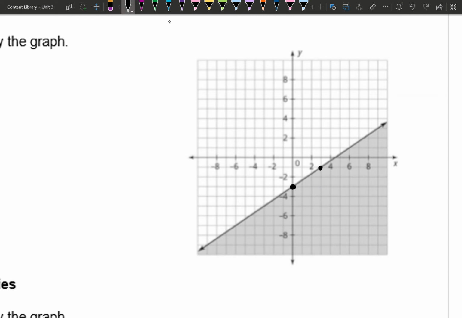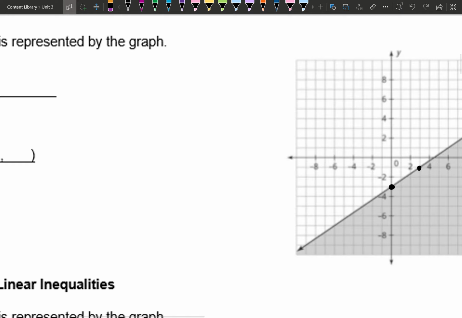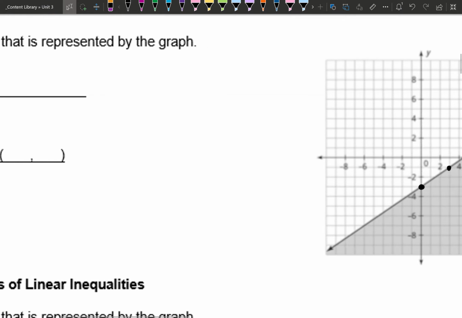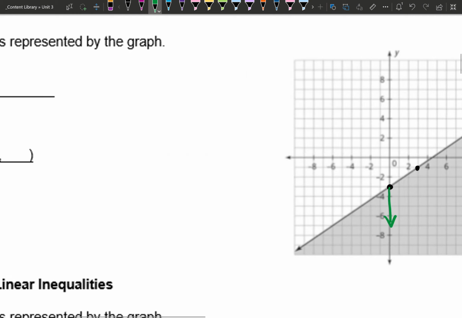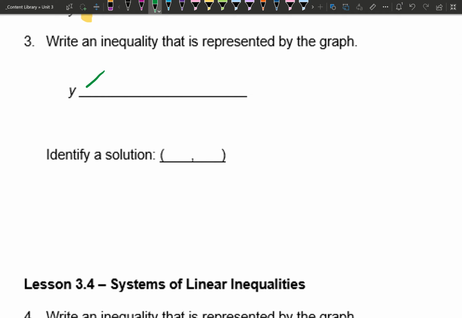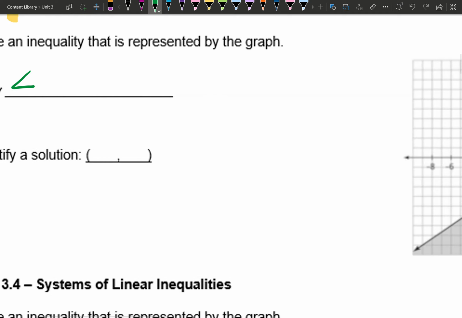Let's find our slope. Actually, I'd like to start off with the symbol. Let's find out the symbol first. Okay, I got 2 points. Let's decide the symbol. Now, the way we decide our symbol is all about the y-intercept. We have to decide whether it's shaded above the y-intercept or below it. In this case, it looks like our shaded area is below the y-intercept. So I know I'm going to have a less than symbol.